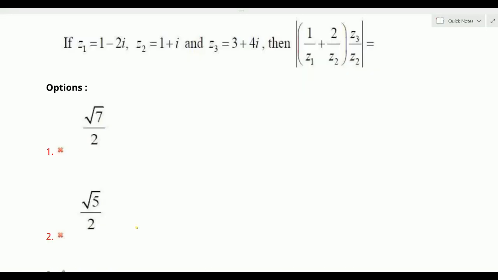Look at this question. What is given? Z1 is given as 1 minus 2i, Z2 is 1 plus i, and Z3 is 3 plus 4i. Then he is asking the modulus of (1 by Z1 plus 2 by Z2) times Z3 by Z2.